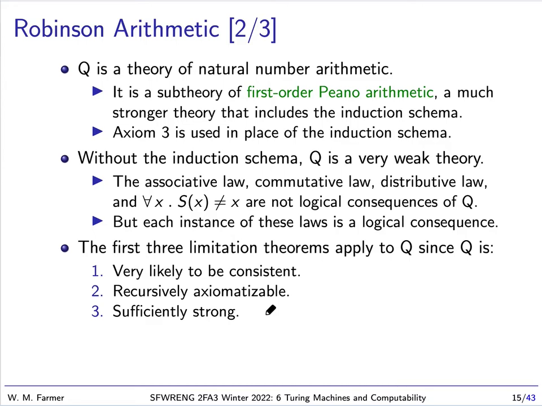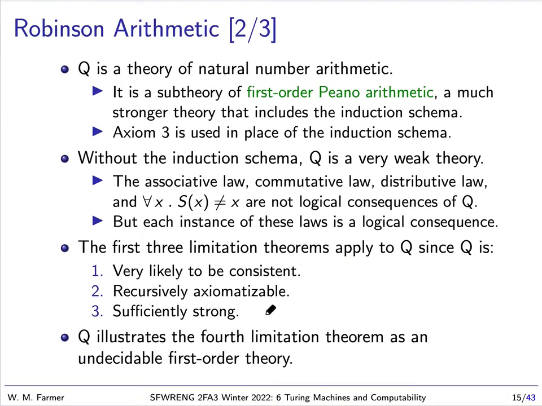Now, how do we know it's sufficiently strong? Because Q was discovered by Raphael Robinson when he looked at Gödel's original proof of the incompleteness theorem, and he basically asked what is the minimum strength that a theory needs to be able to make that proof go through, and he came up with Q. Q is sort of the simplest theory that the first incompleteness theorem applies to. So it is sufficiently strong. Now, Q also illustrates the fourth limitation theorem because it is an example of an undecidable first-order theory. So Q is very useful for making these four limitation theorems concrete.